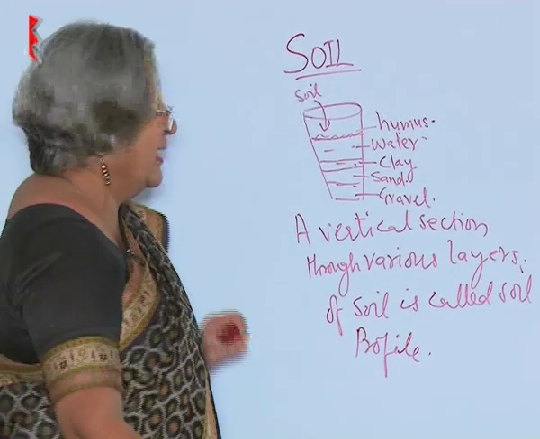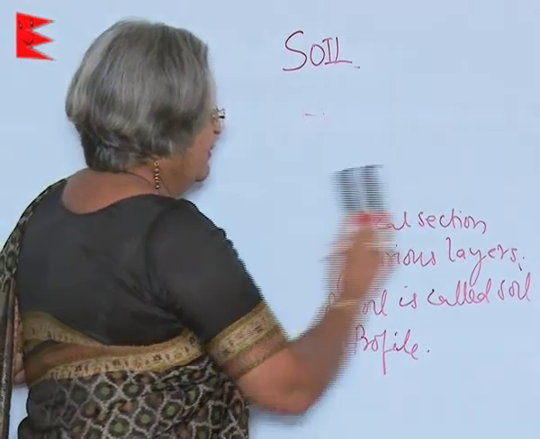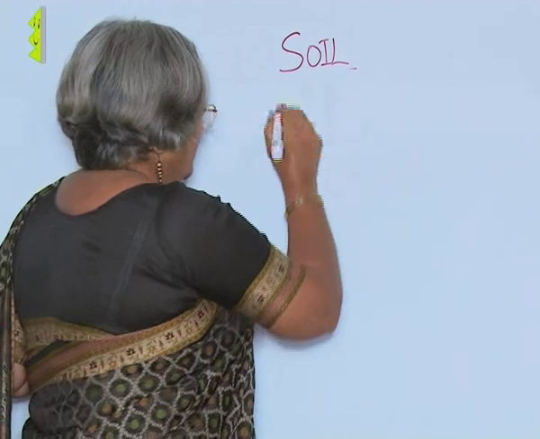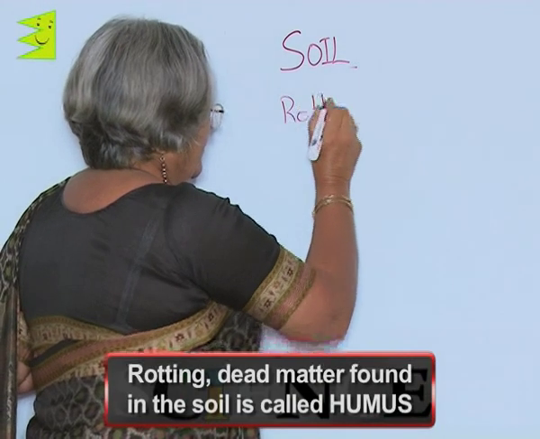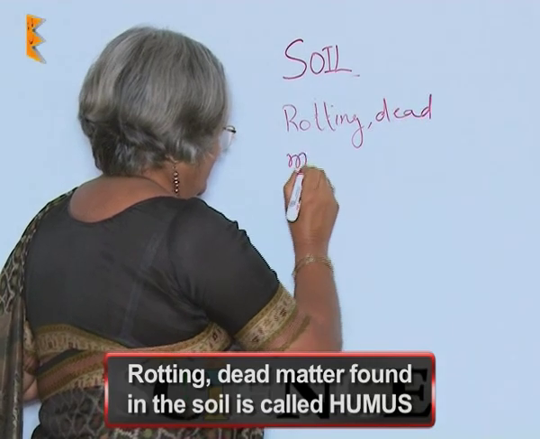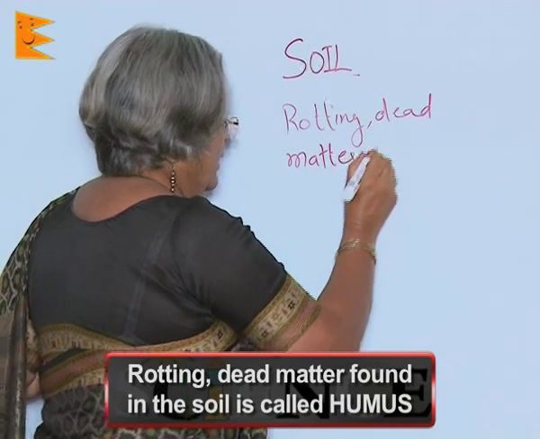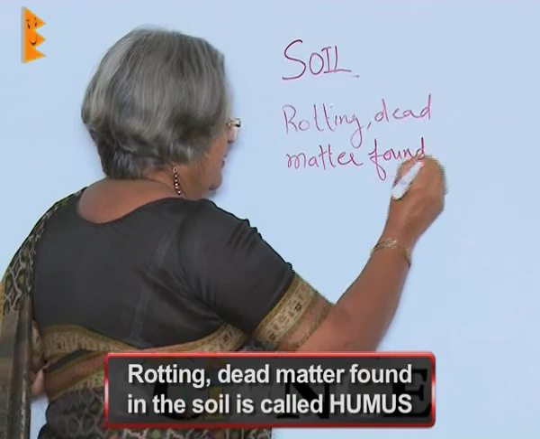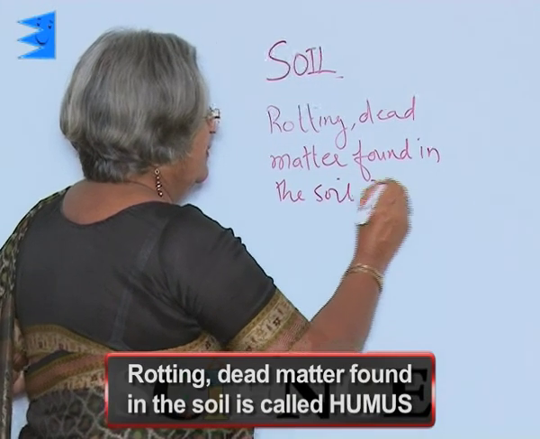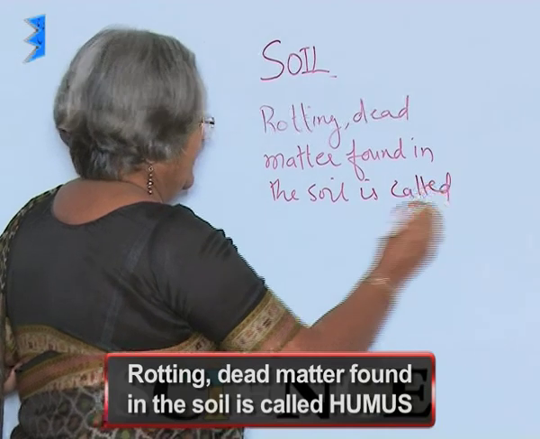And the dead and the rotting matter, dead matter found in the soil is called humus.